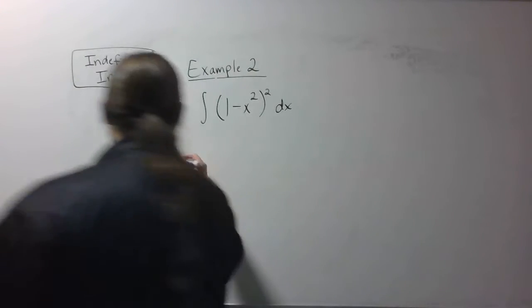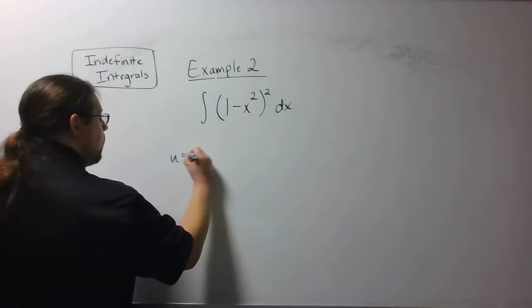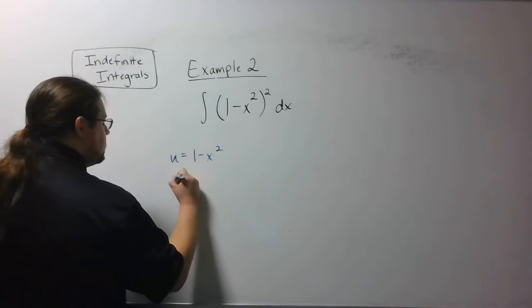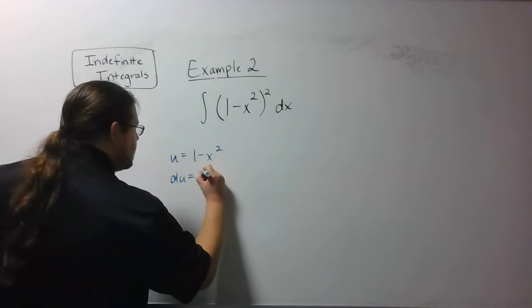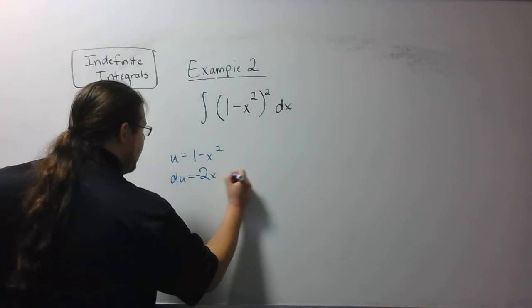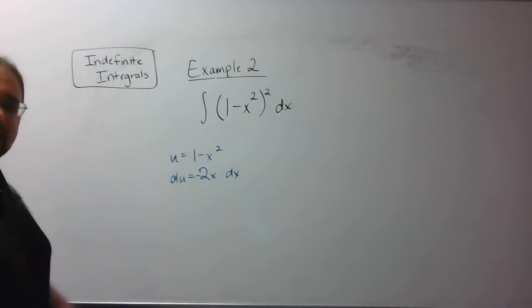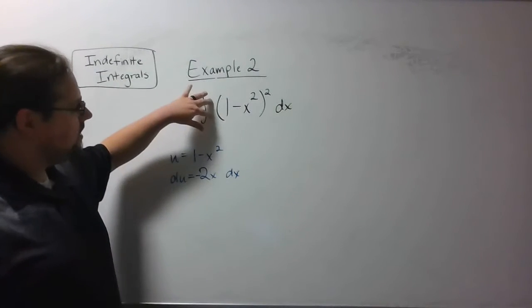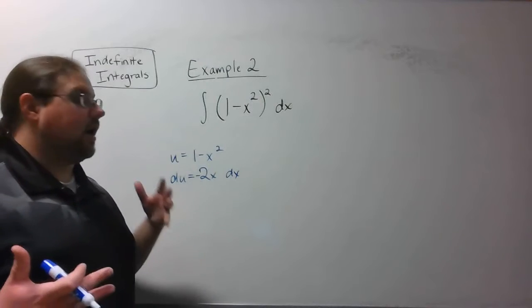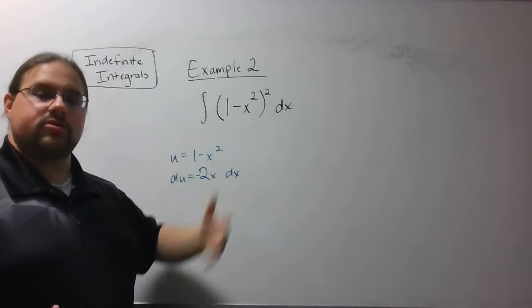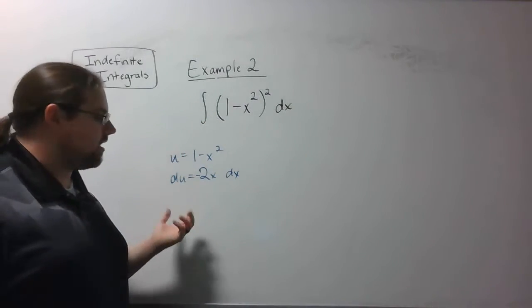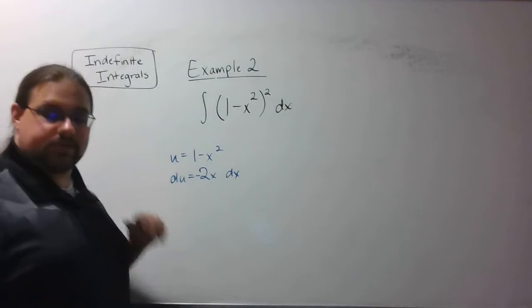The reason being is if you use u for 1 minus x squared, the derivative of that is negative 2x dx. The problem is there's no extra x up here. So there is not actually a du that I can use appropriately up here. It's just not going to work out nicely. So in this case, u substitution will not work.